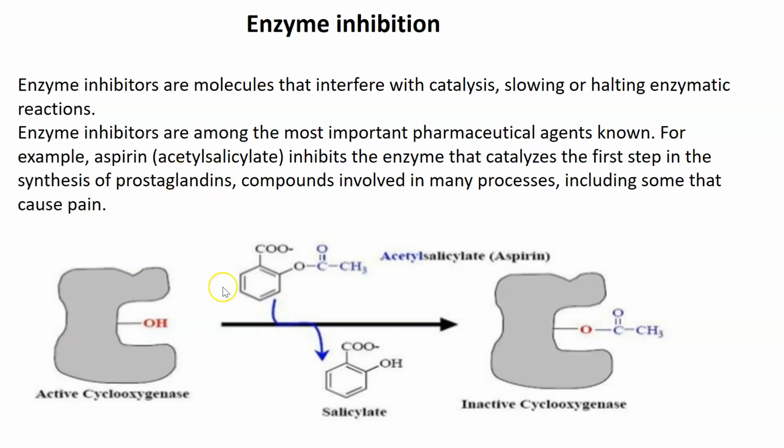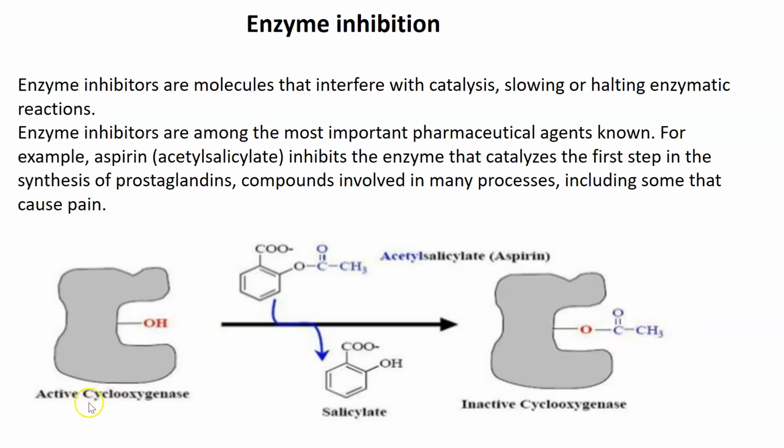So cyclooxygenases help with prostaglandin production, and the way aspirin works is that the aspirin binds to the active site. There's a covalent modification, and it basically removes the cyclooxygenase because it binds to it. It binds covalently, and now the natural substrate can't go in there because it's been modified.